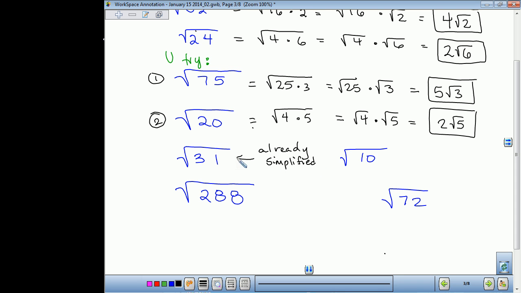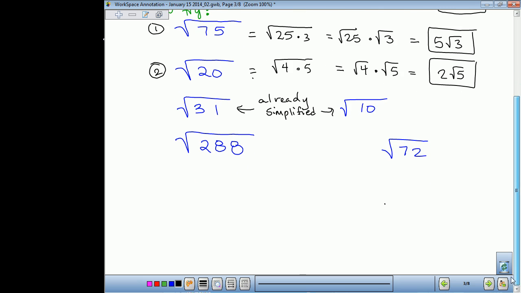Both of these are... There's nothing else we can do with them. So I just already simplified. Yeah, I probably wouldn't give you one and ask you to simplify it if it already was. Okay, 288. What do you think? Yes, 144. Good.